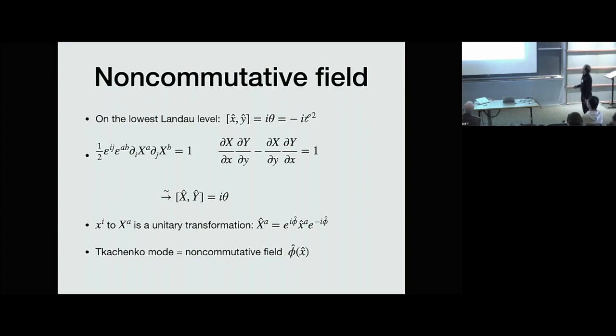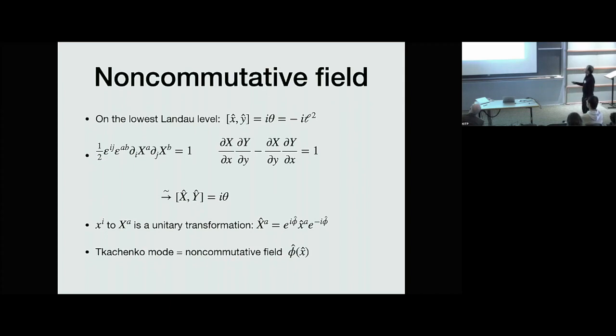So let me speculate that the correct way to impose the incompressibility condition is that the frozen coordinates also commute to the same value as the space-time coordinates. And that can be imposed if we say that the transformation from small x to capital X is a unitary transformation.